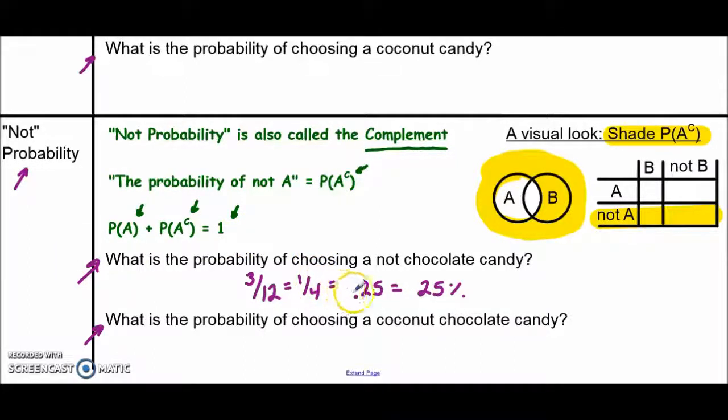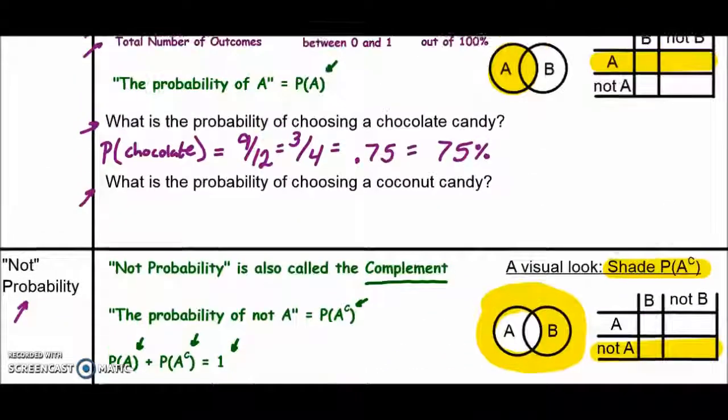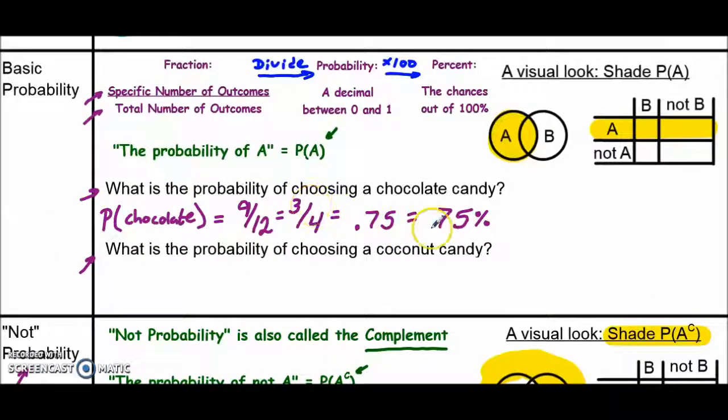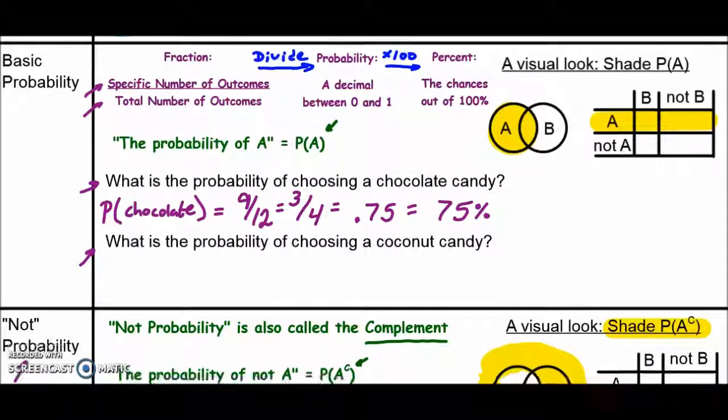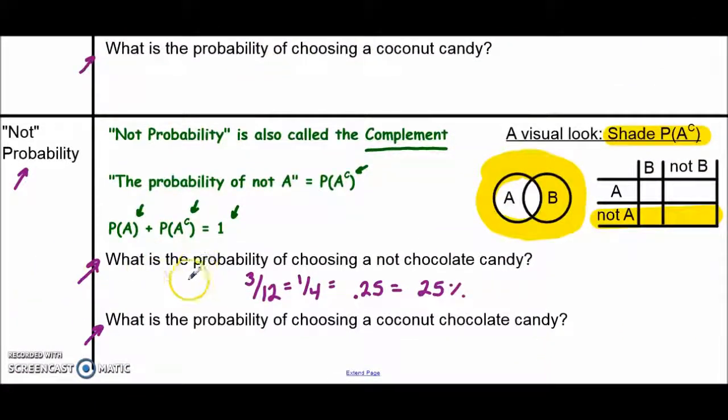So instead of trying to figure out the probability of choosing a not chocolate candy by looking at the Venn diagram and two-way table, I could have just gone back to the previous example, taken the 75% probability of choosing a chocolate candy, and subtracted that from 100% to get that the probability of choosing a chocolate candy complement is 25%.